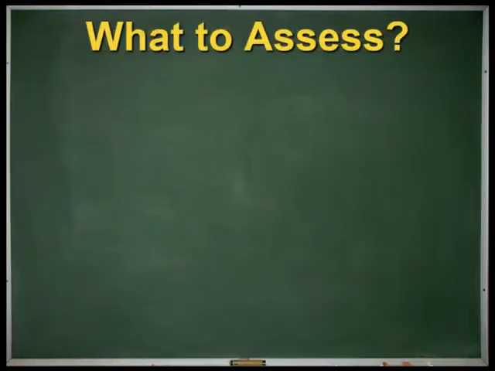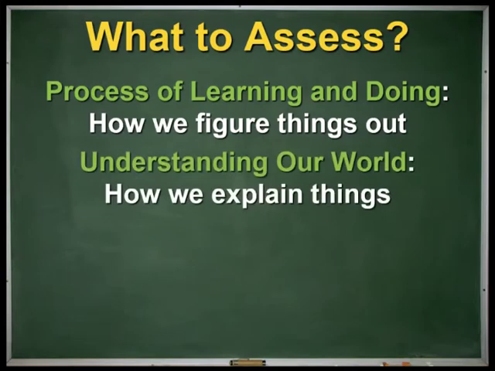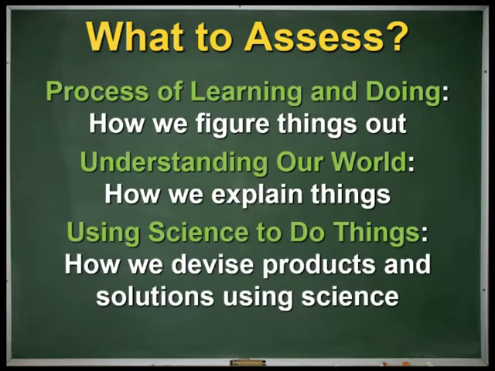So in that case, what should we assess? Well, I like to break it down like this. We should assess the student's process of learning and doing. So science is all about doing. It's about how we figure things out. And so we should be assessing that. Science is also about understanding our world. And so how we explain things is an important part to assess. And we use science to do things, to devise products if we're building something, or solutions. And so we should assess that.